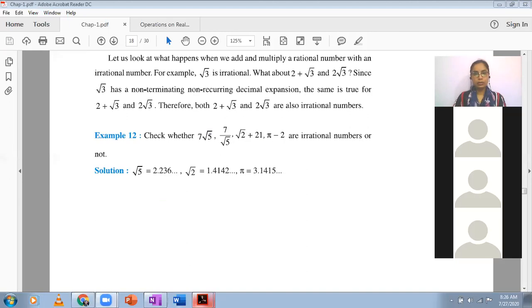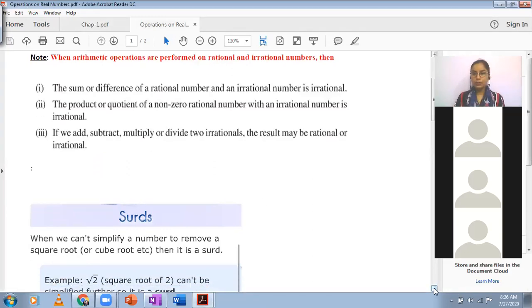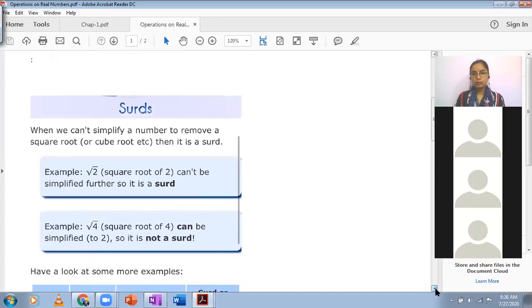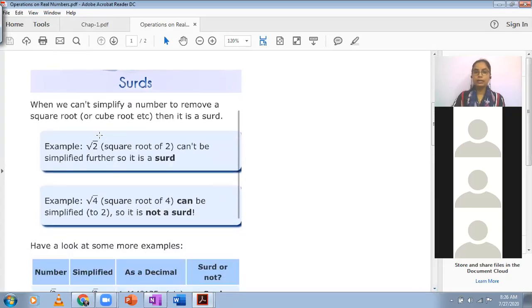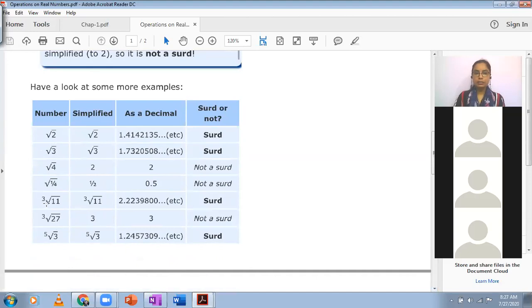After this, there is something we would like to discuss. We have surds. Now, this is a word which is commonly used. Surds are the values which are under the root sign. It could be a square root, it could be a cube root, or if you have taken a look at this table here, this here is cube root, fifth root. They have written it in a different way, but if I had to write this, I would have put 3 here and this would be cube root of 11. And this here is cube root of 27. And then the last one is the fifth root of 3.